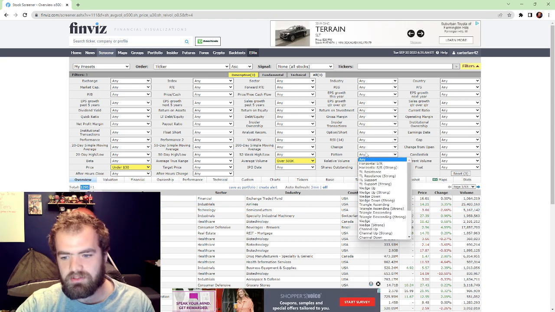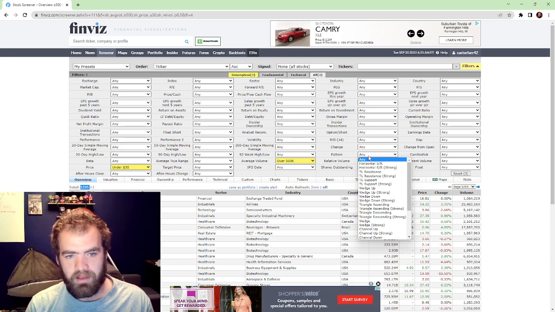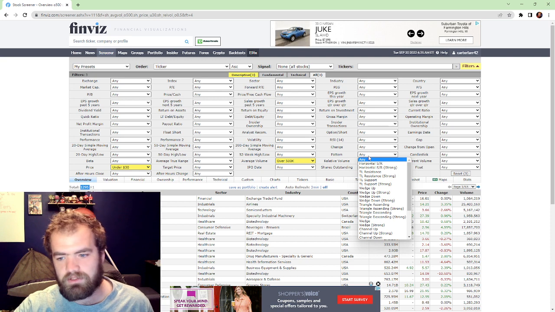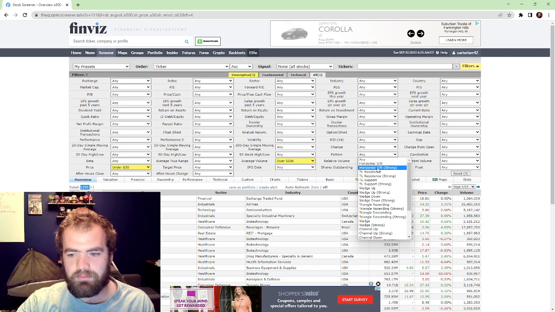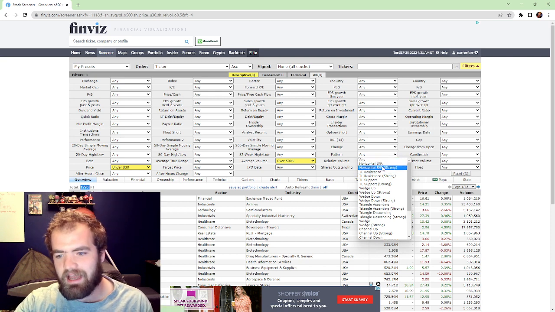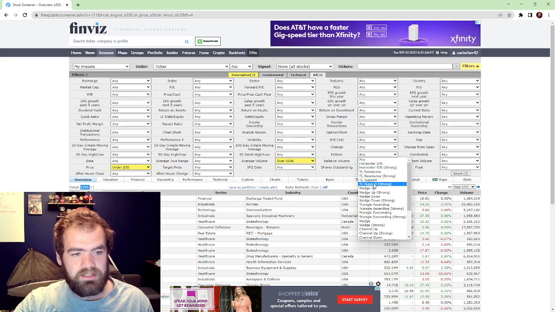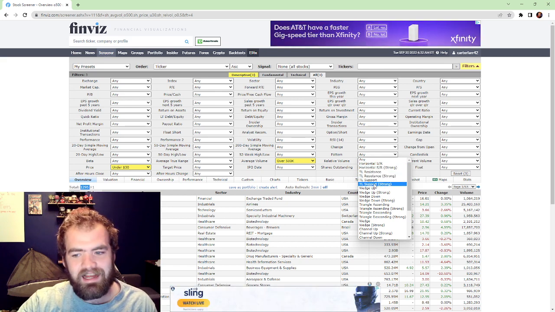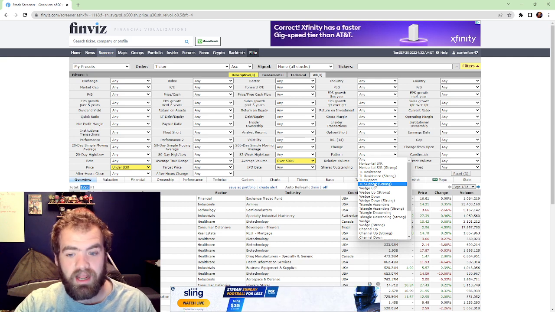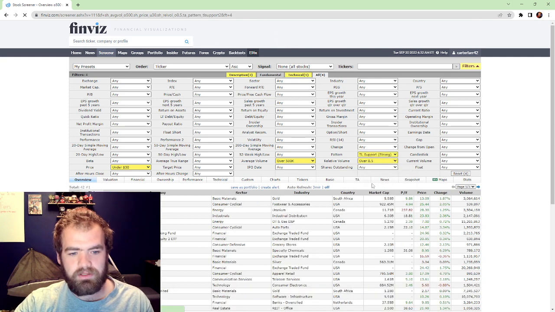The pattern is one of the most important things, because this is how they filter all these stocks out. What you want to look for is something called TL trendline support strong. This is pretty much when that stock is on some sort of support, which could have some buying pressure. Once we click that, we have about 42 stocks left.